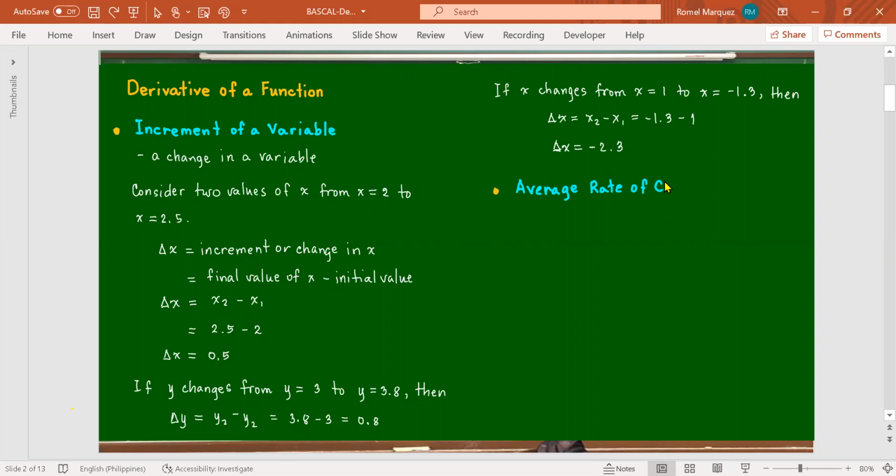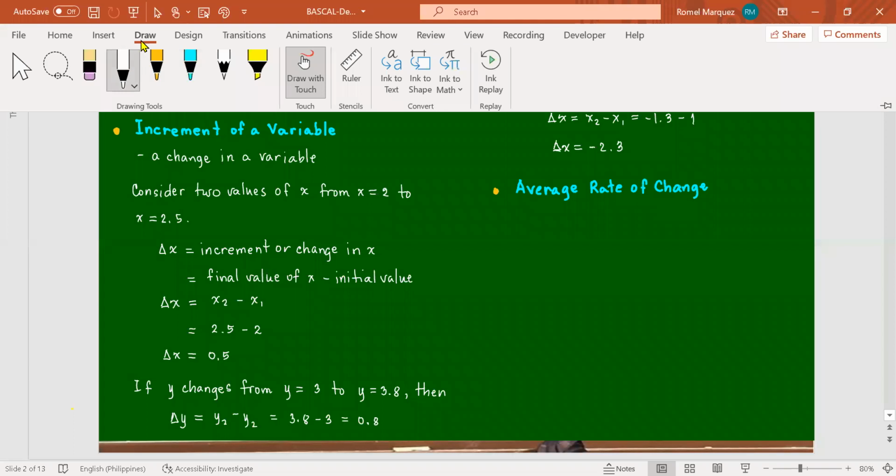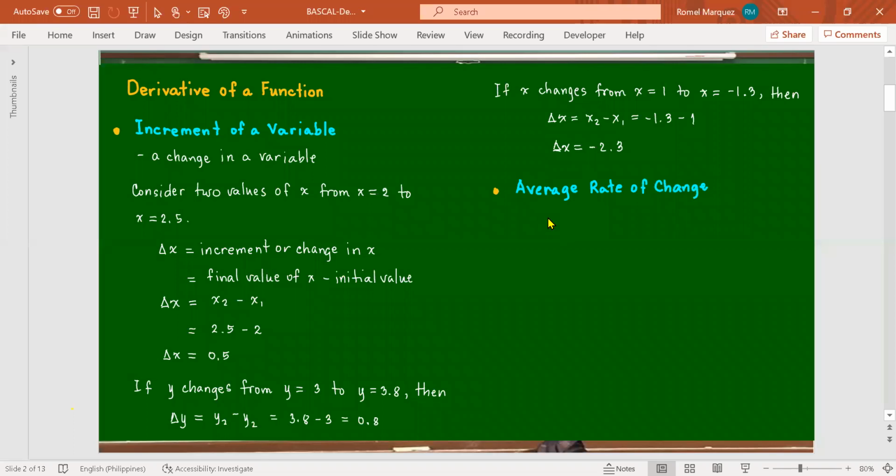So what is an average rate of change? Let's say I have a function, y equals f of x. To talk about average rate of change, we need a function, and let's consider that y equals f of x. So the average rate of change is given by what?